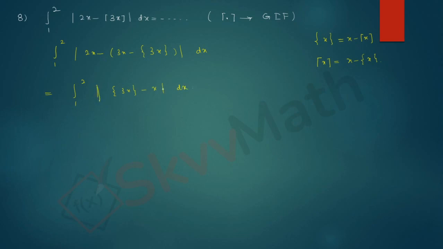So now you see inside the modulus, what you are seeing here, x takes values from 1 to 2. This is 1 to 2. Now it's a fractional part. The fractional part always lies between 0 to 1.